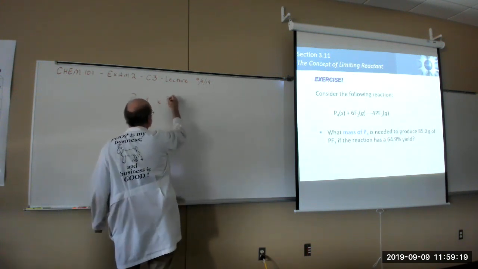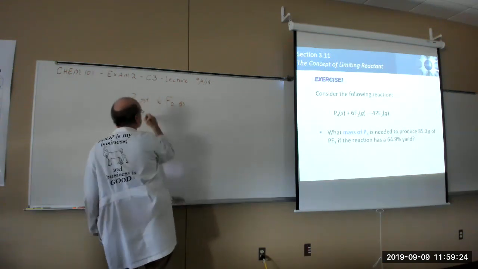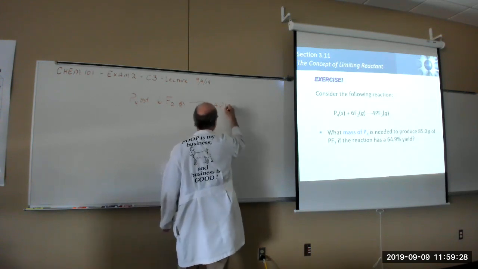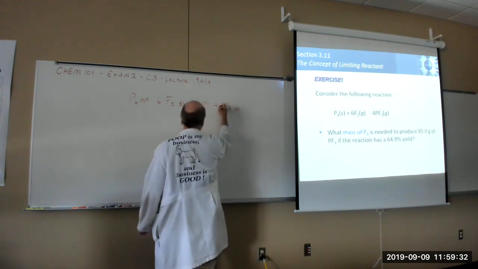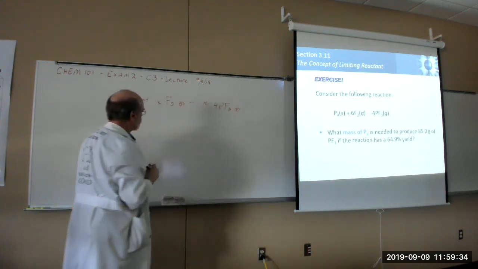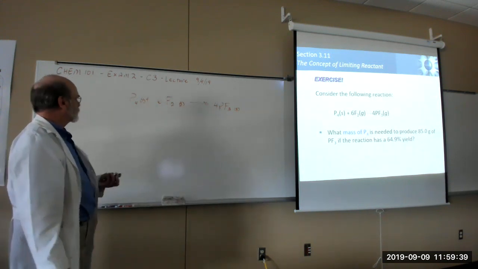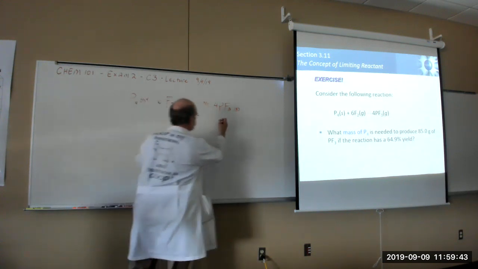And fluorine, solid, 4PF3, gas. Okay, so there's our balanced equation. And what mass of P4 is needed to produce 85 grams of PF3?